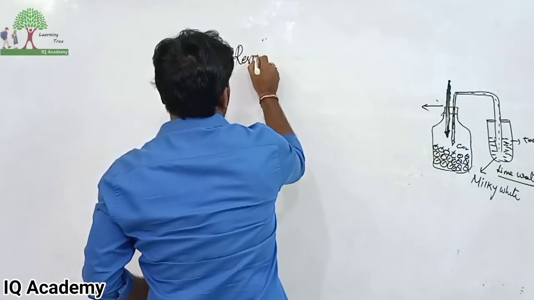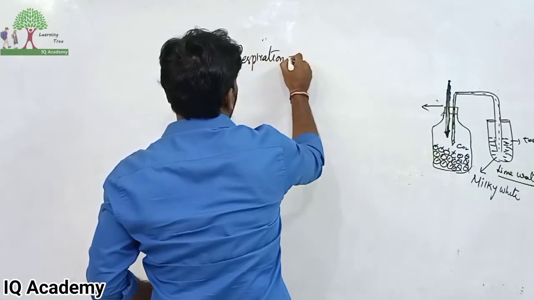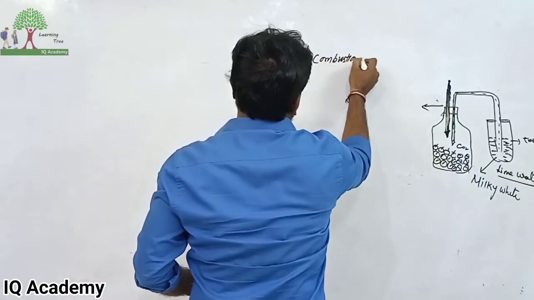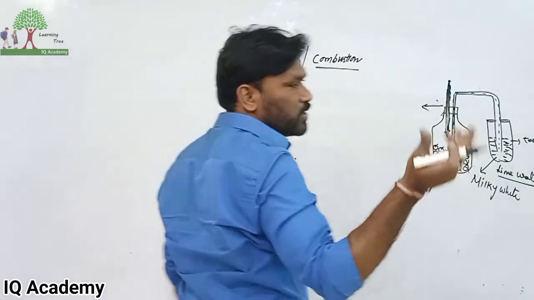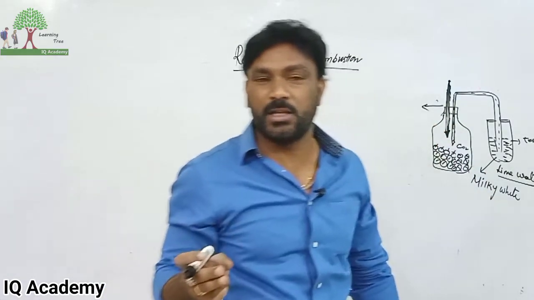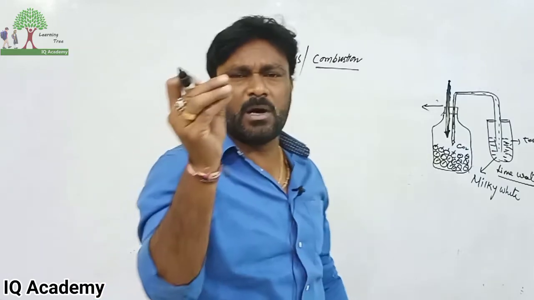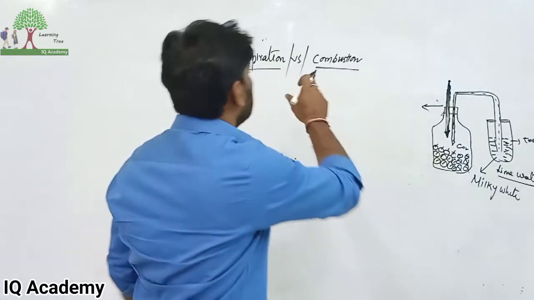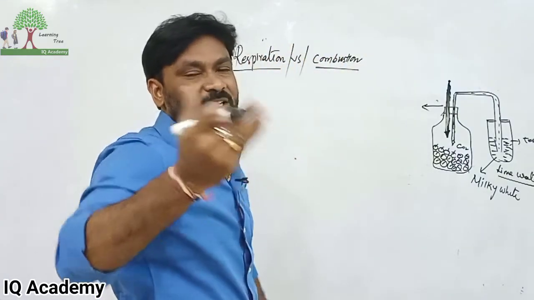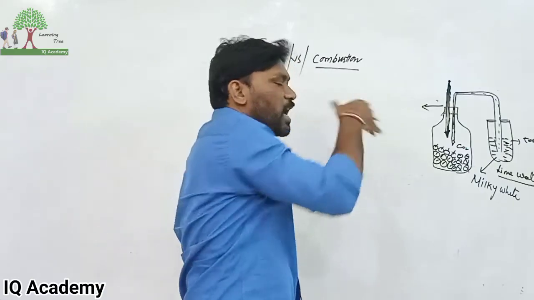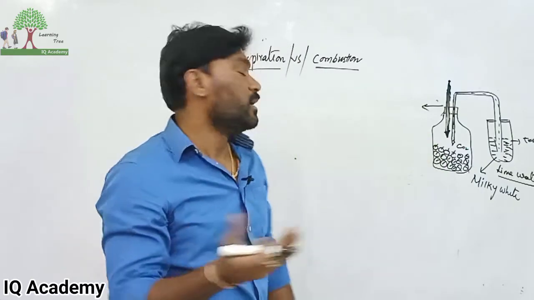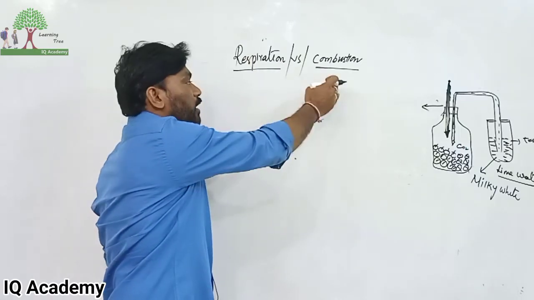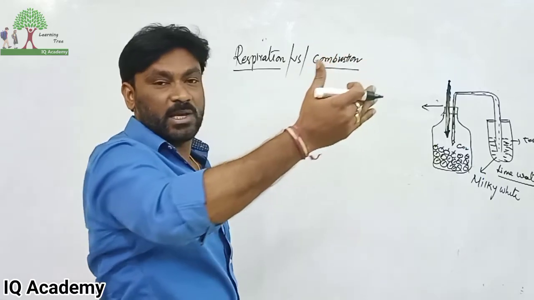Respiration versus combustion. The scientist Robinson stated that respiration is also a form of combustion. In combustion more heat is released and charring takes place. Here the sugar is charred by more heating. In respiration less energy is released, and in combustion more charring takes place.